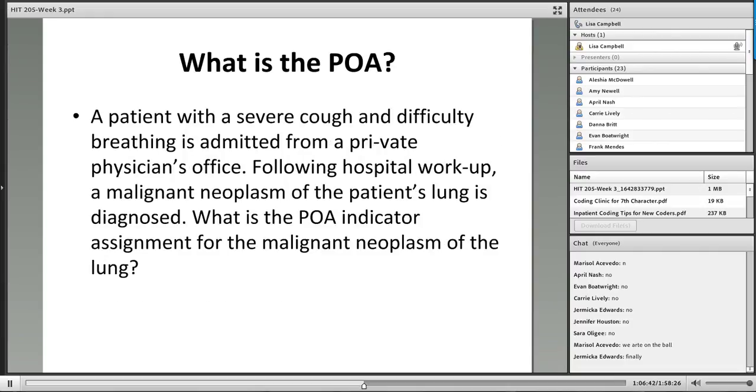A patient with severe cough and difficulty breathing is admitted from a private physician's office. Following hospital workup, a malignant neoplasm of the patient's lung is diagnosed. What is the POA indicator for the malignant neoplasm of the lung?